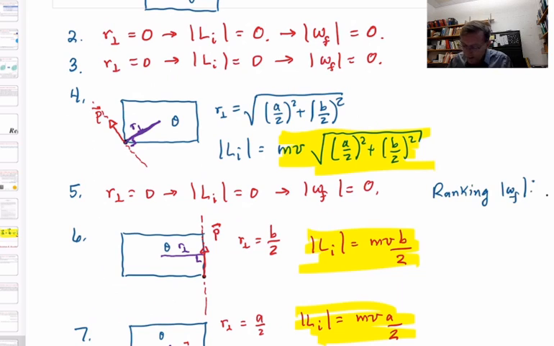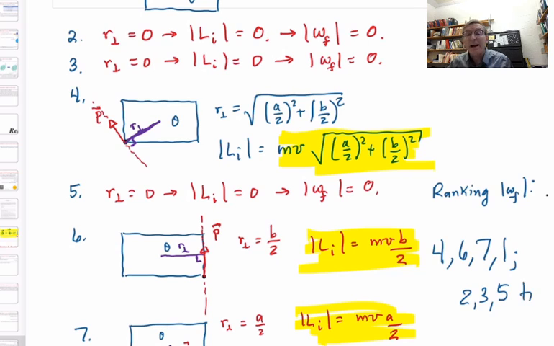The biggest one is case 4. That has the biggest moment arm. The next biggest one is 6. That has the next biggest moment arm. Then 7. Then 1. Then, I'll put a semicolon, 2, 3, and 5 tie at 0. So that's the ranking of omega final, the final speed.